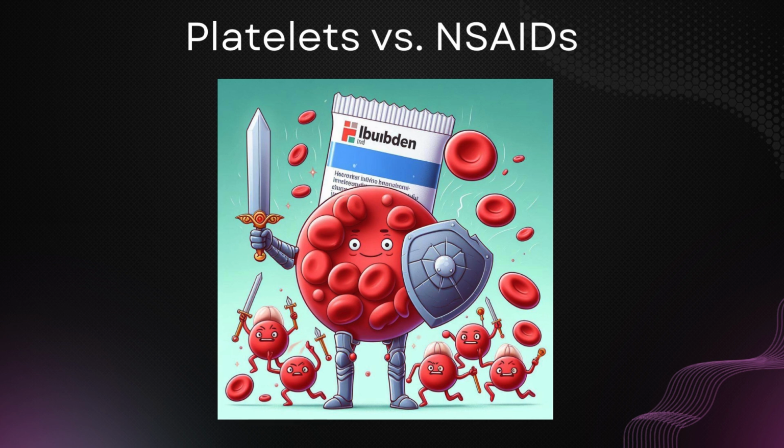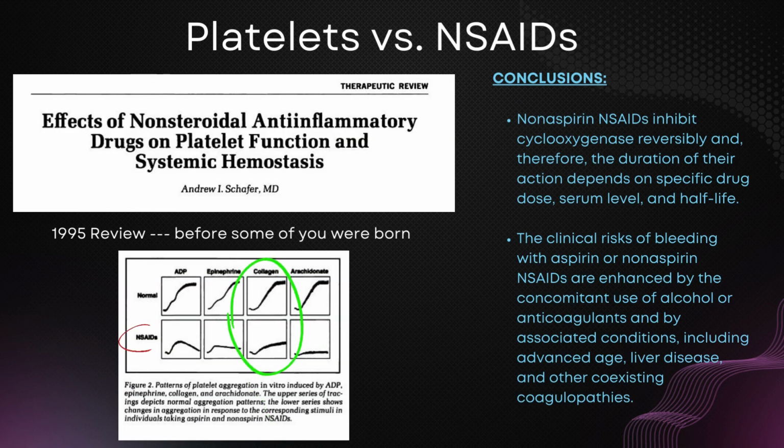So there's plenty of data out there on the effects of NSAIDs on coagulation and platelet function, but is there anything specific about NSAIDs and PRP? Here's an old review which goes over the basics of how NSAIDs affect platelet aggregation.